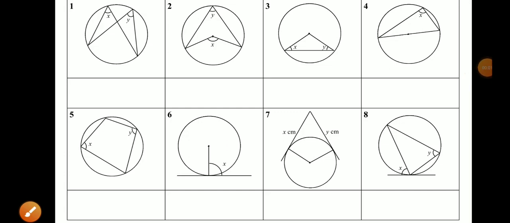Okay, for this video, we will review the properties of angles in circles and properties of tangents of circles in order to solve problems. If you have not downloaded the worksheet, quickly download it first. Then while we discuss the question, you do it together. We do it together.